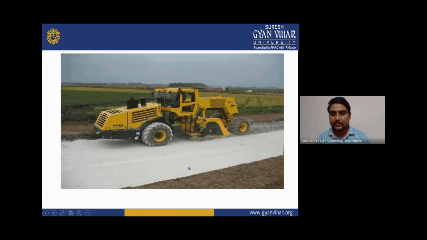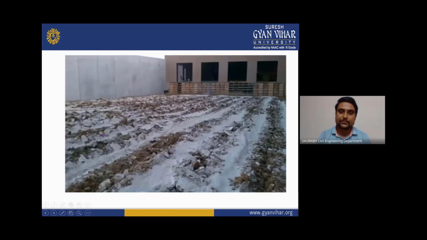So this is the method by which we can do soil stabilization by adding lime. Here you can see there is a white color, which is your lime mixed with fly ash, and then we have to mix it with water and your soil bearing capacity will be improved.